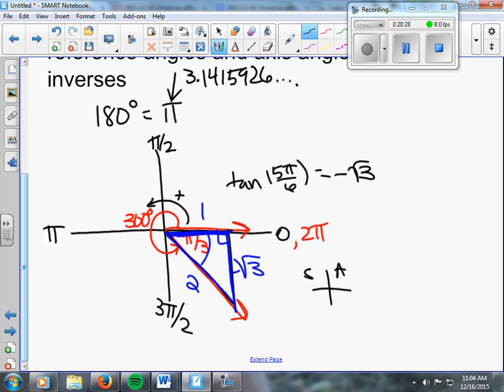A lot of people just use All Students Take Calculus. So the C means that only cosine is positive in the 4th quadrant. Everybody else gets a negative sign. But also if cosine is positive, secant is positive too. So you got to know those reciprocal identities.